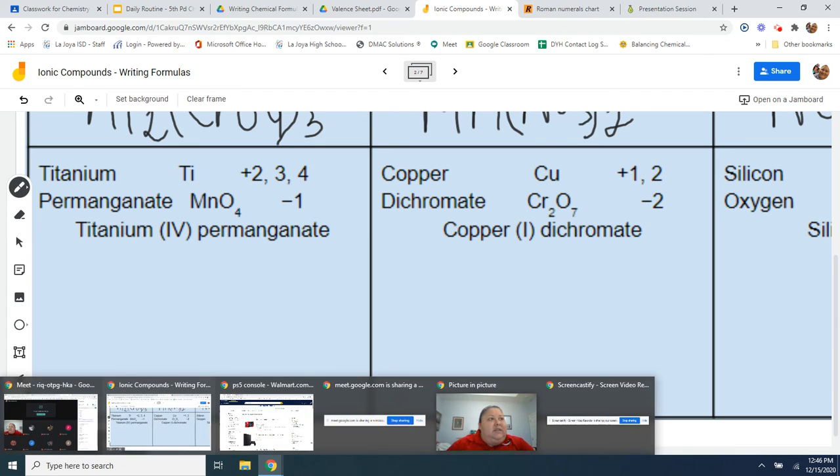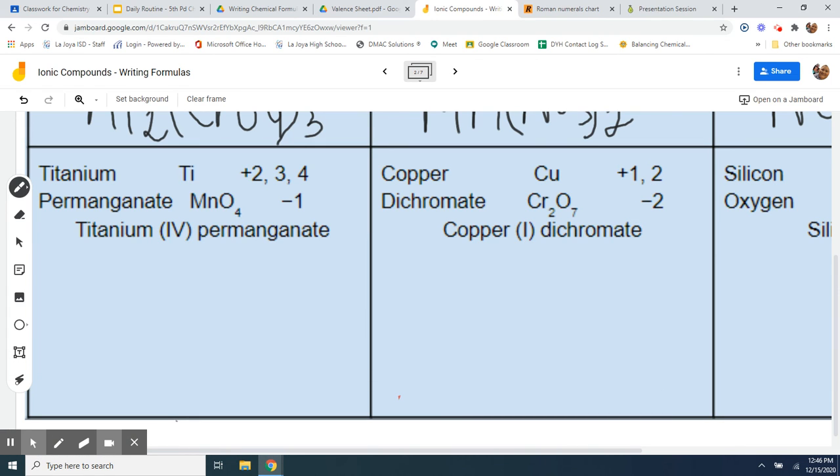Next one. Irvin, are you there? No, we lost Irvin. Okay, so titanium, Roman number 4. Ti plus 4, MnO4 with a negative 1. They don't cancel. What's my formula? Somebody type it.